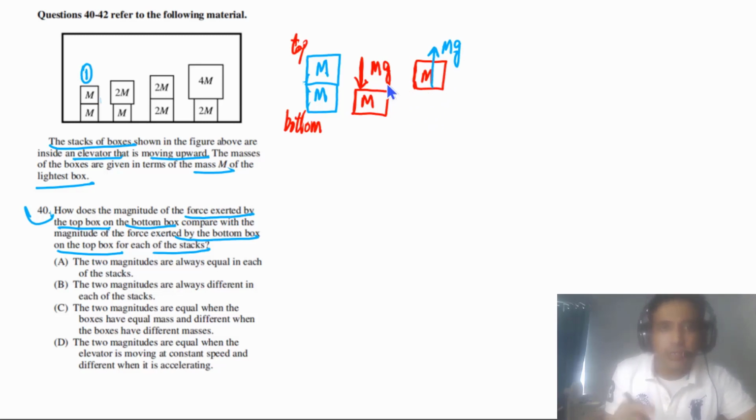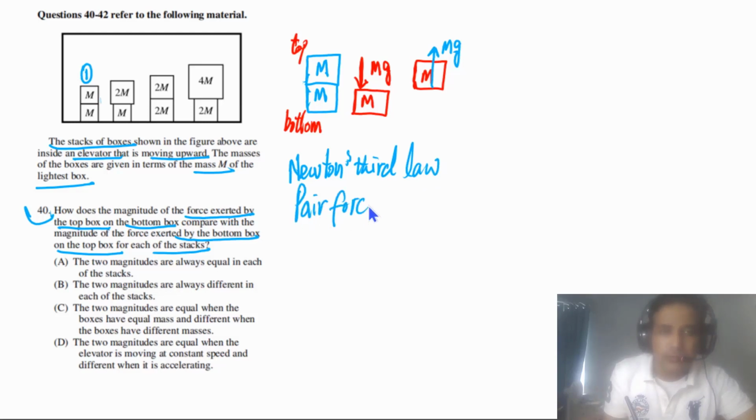Because these forces are action and reaction forces, they are the same type of forces, they are acting on two different objects, and they are acting in opposite directions. Now simply we can say these are Newton's third law force pairs.